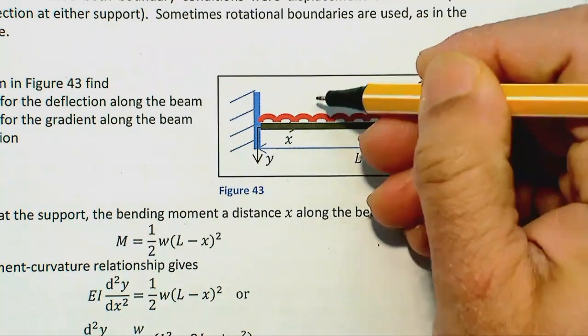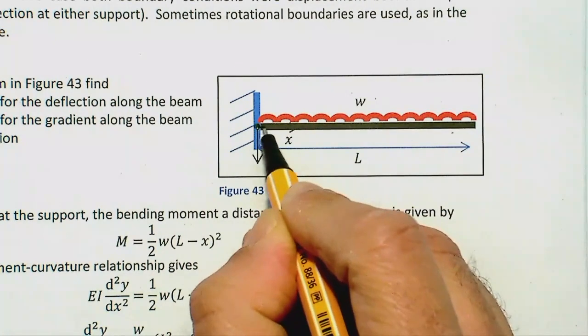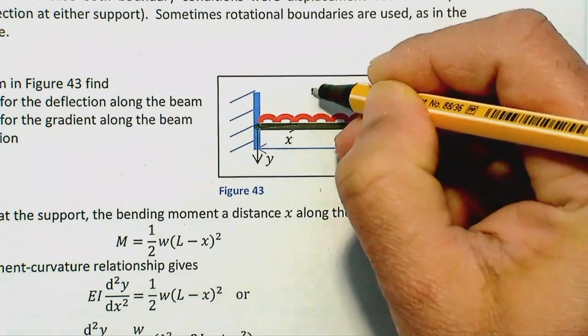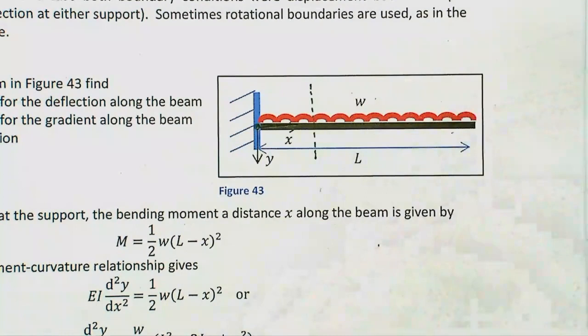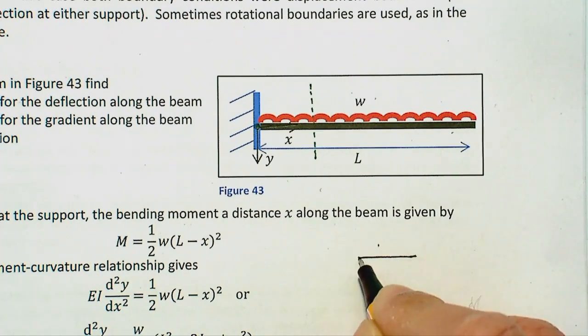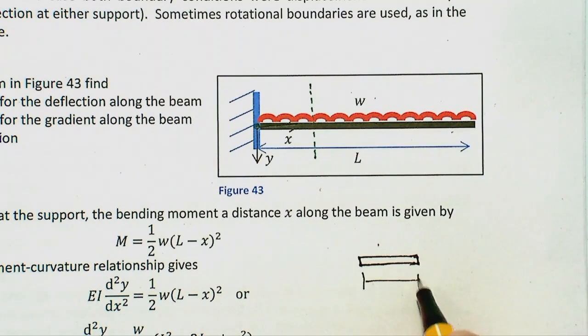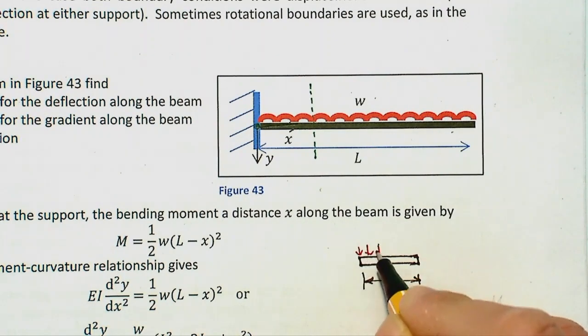So again, what we'll do is take a section at a distance x. x is starting from the origin in this direction, y is downward. We'll take a section x at this point here, for example. If I draw the beam again, this is the part of the beam, and this is the distance x, and we have the load as W per unit length.